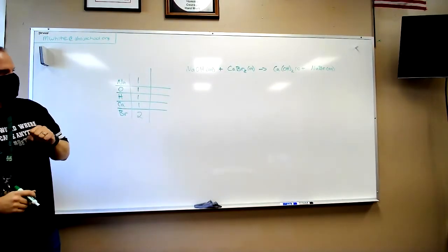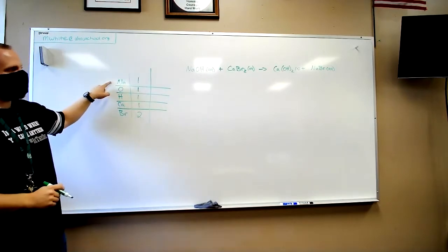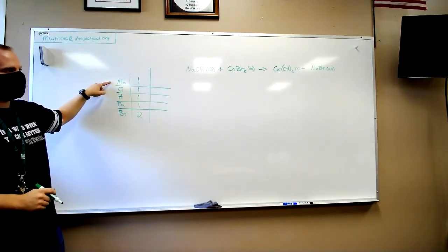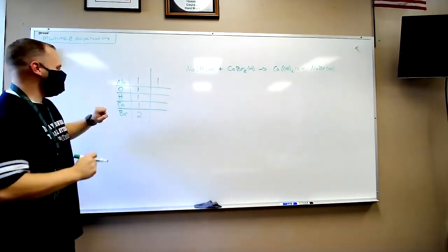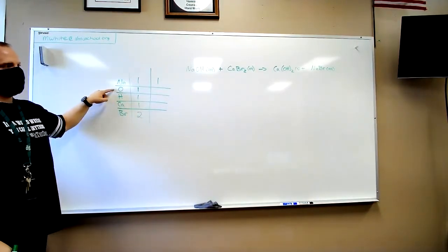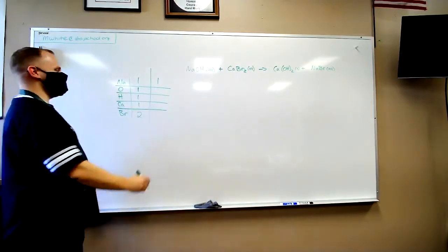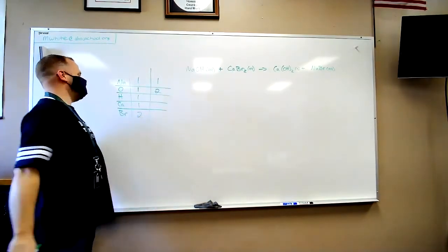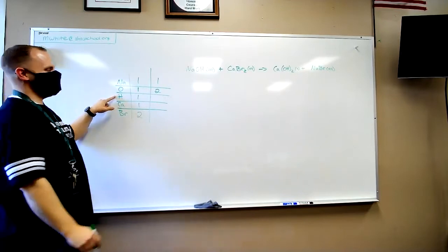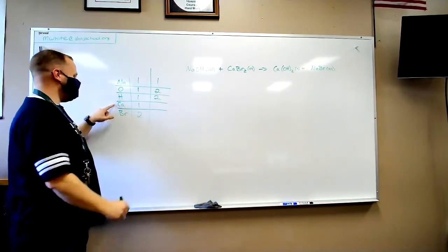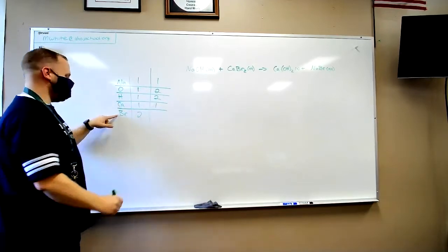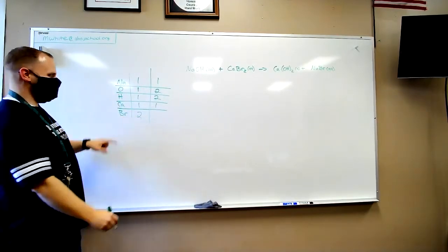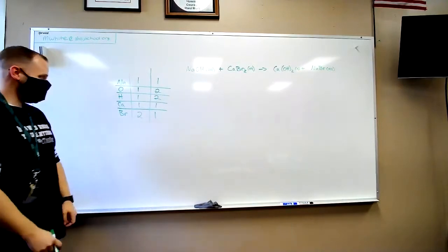Let's go over to the product side. Sodium. How many atoms of sodium do we have? 1. Look at that, it's balanced. Yay. Oxygen. We actually have 2 of those. Hydrogen. 2 of those. Calcium. 1. And bromine. 1. All right.